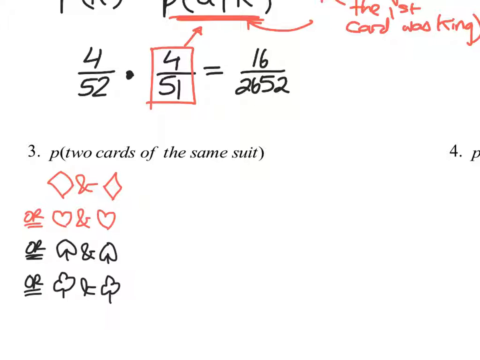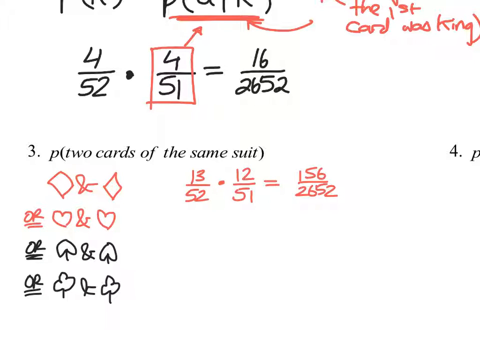So how many diamonds are there in a deck of cards? 13 out of 52. You selected a card, turned out it was a diamond. How many diamonds are left? 12. How many cards are left? 51. All right, so for this calculation, we get a product of 156 over 2652.